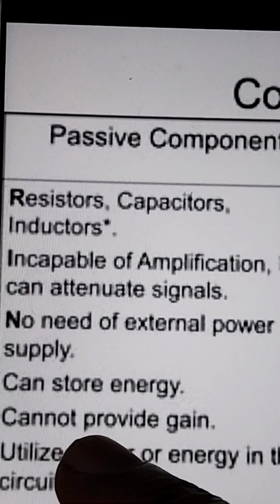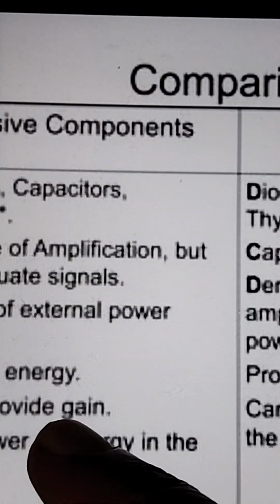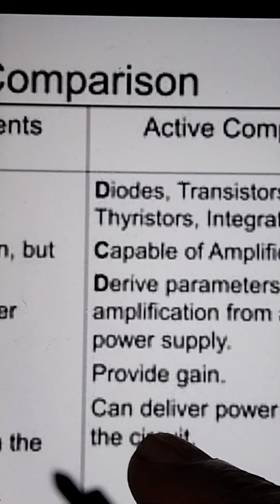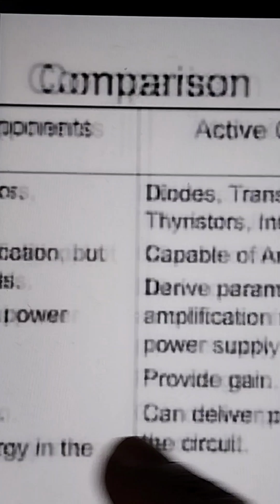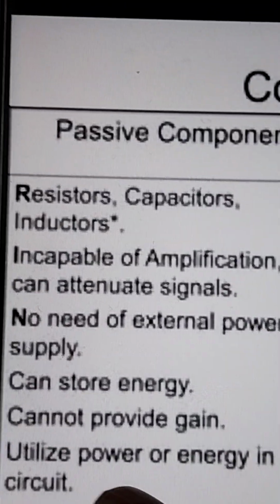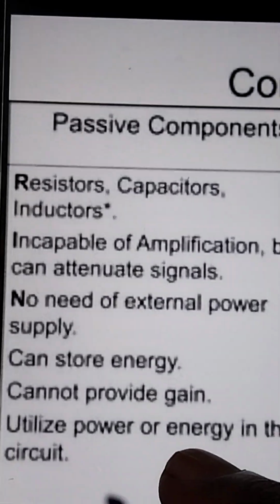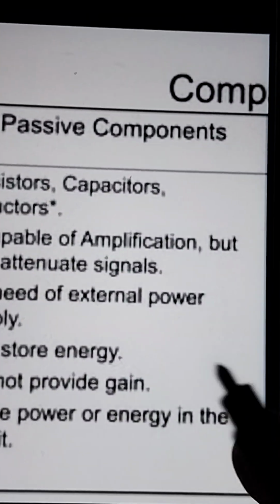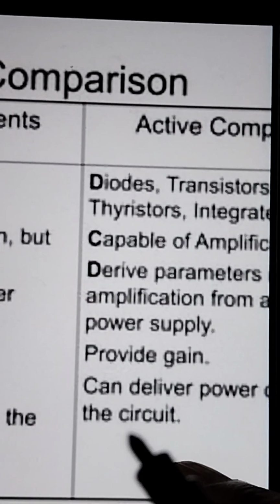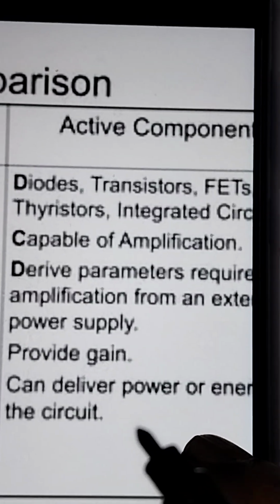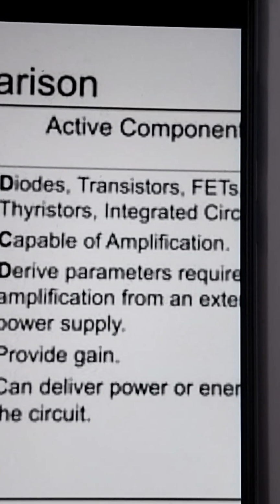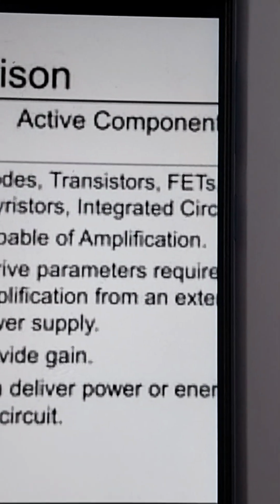Passive components cannot provide gain. Active components can provide gain. Passive components utilize power and energy in the circuit. Active components deliver power or energy to the circuit. That's all in this video.